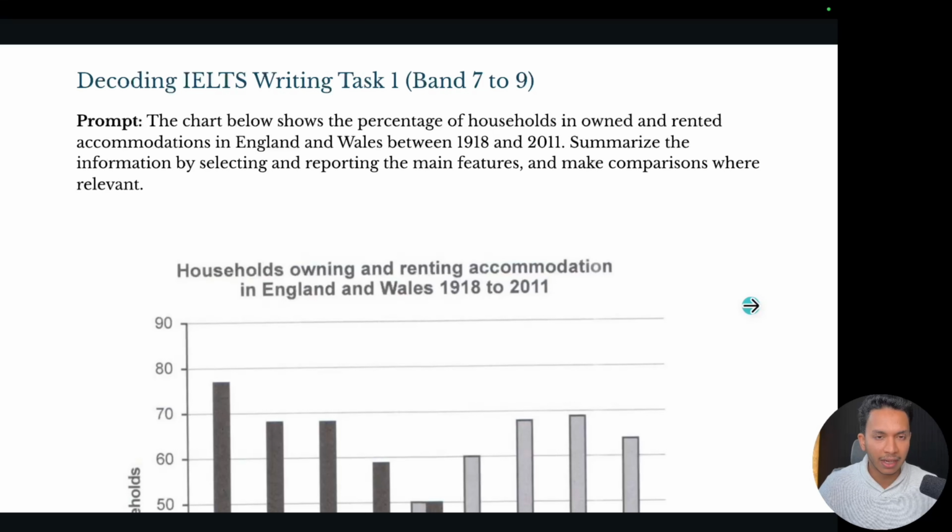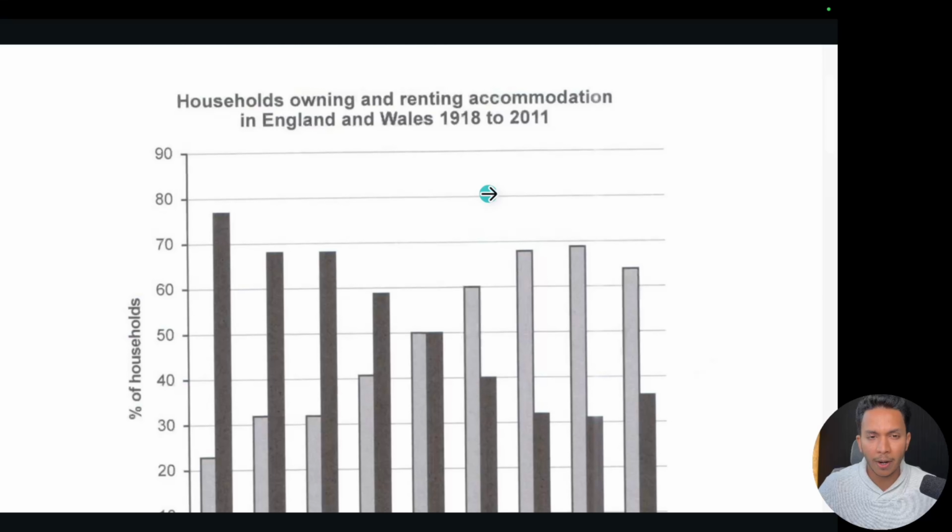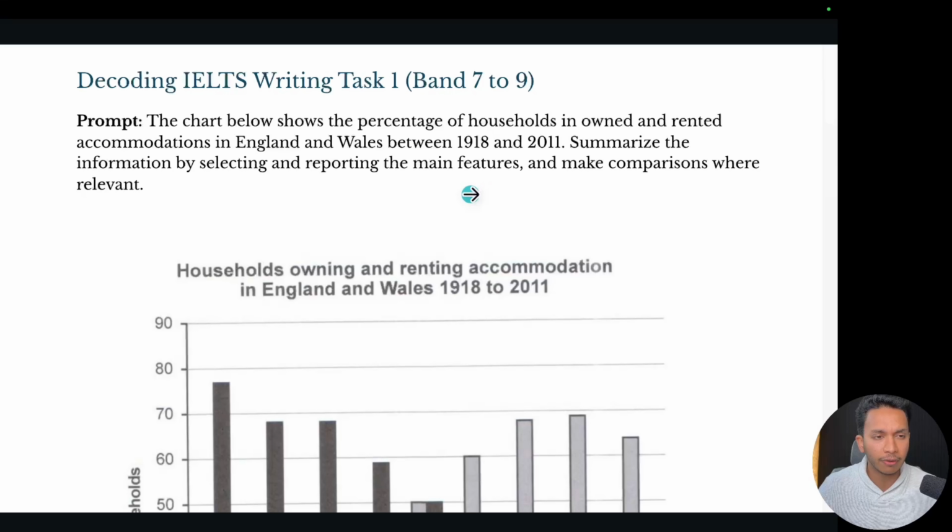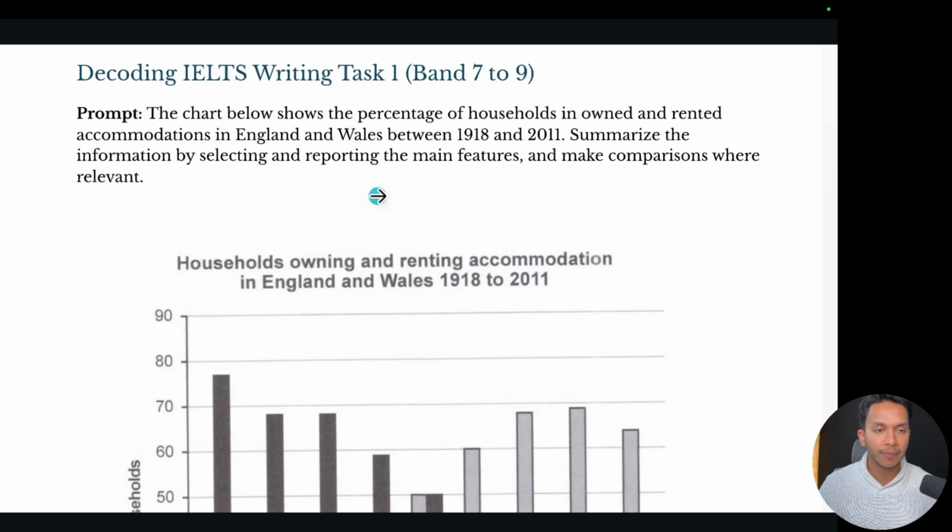Let's see what that looks like in a real IELTS writing task. I pulled this out from the Cambridge 14 book, I think, the first test. The prompt says: the chart below shows the percentage of households in owned and rented accommodation in England and Wales between 1918 and 2011. Summarize the information by selecting and reporting the main features and make comparisons where relevant.